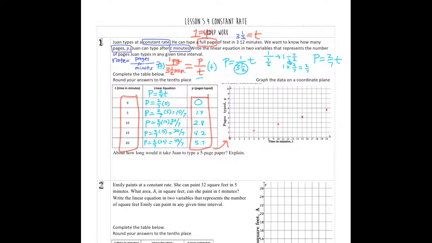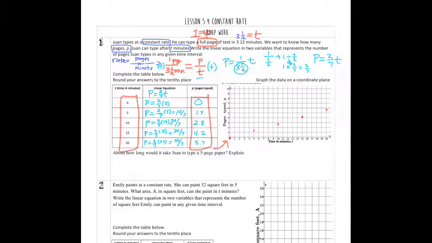It says about how long would it take Juan to type a 5-page paper. Okay, how long would it take him to write a 5-page paper? So there's 2 ways I can do this. One, I can use the graph, and two, if I wanted to, I can actually use the equation. So I'm going to show you both ways.